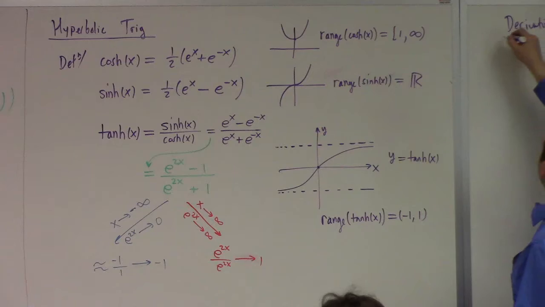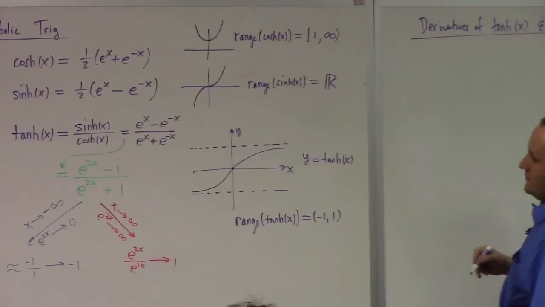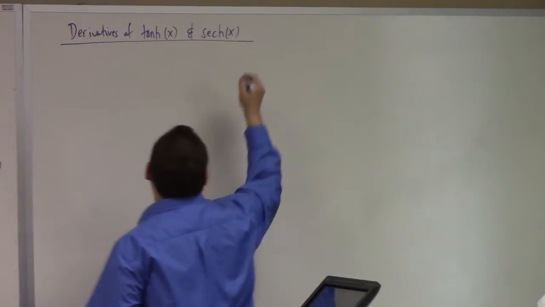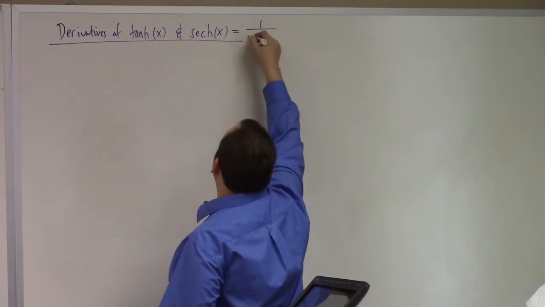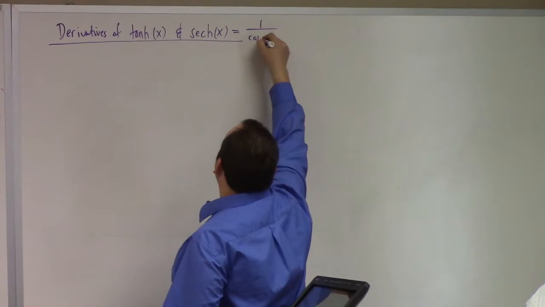Oh no, what's hyperbolic secant? I haven't defined that yet. What's this equal to? 1 over cosh x.